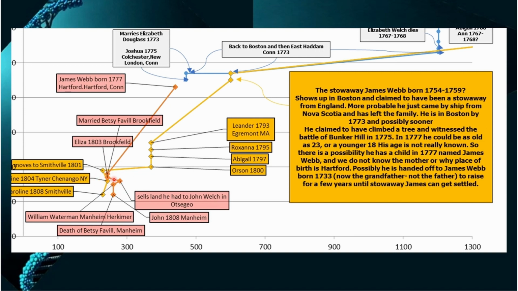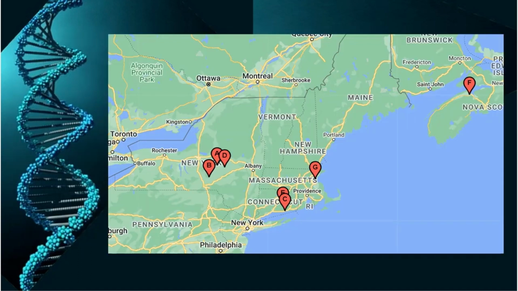So real quick, James Webb, 1777, Boston, Nova Scotia, back to Boston, ends up in Colchester. Our James Webb, the first time we have documented evidence of him is hopping between A and D.